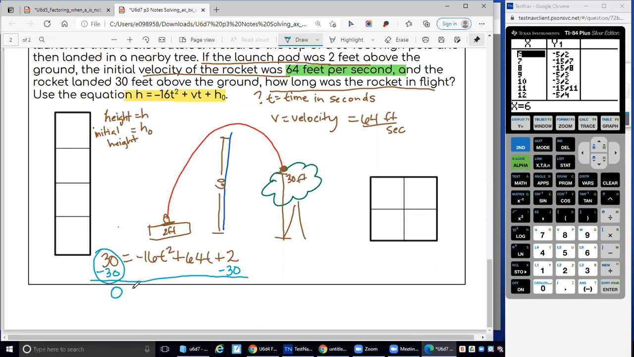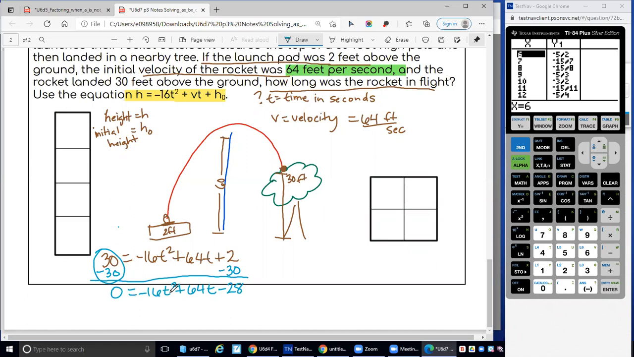So here we have 0. We have negative 16t squared plus 64t. And then, of course, that's negative 28. So now I'm in a position where I can start solving because I've got it set equal to 0, right? Do I have a GCF?